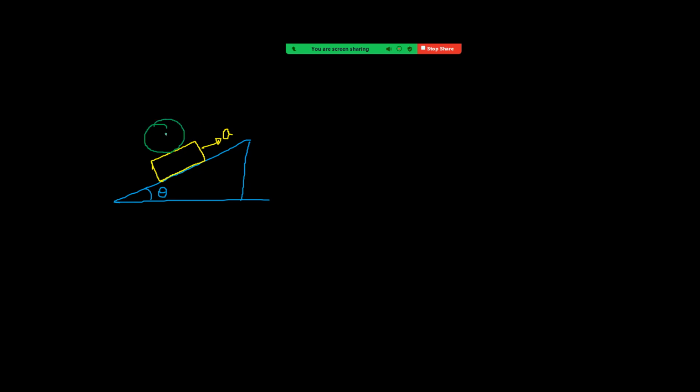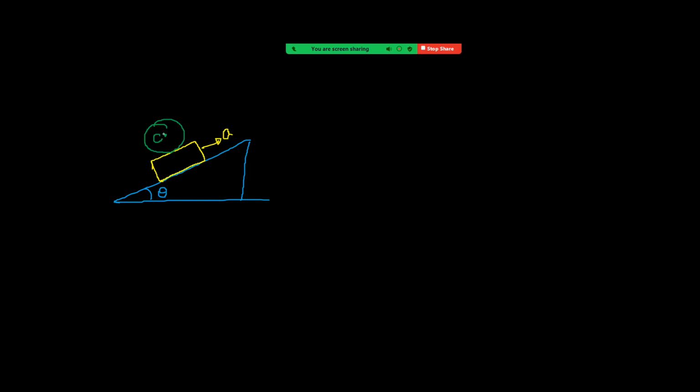Now the given condition is that the center of the cylinder does not move. The acceleration A of the plank is required to keep the center C of the cylinder in a fixed position. And one more condition is that no slipping takes place between the cylinder and plank. So we have to find acceleration A. Let us see how we are starting it.